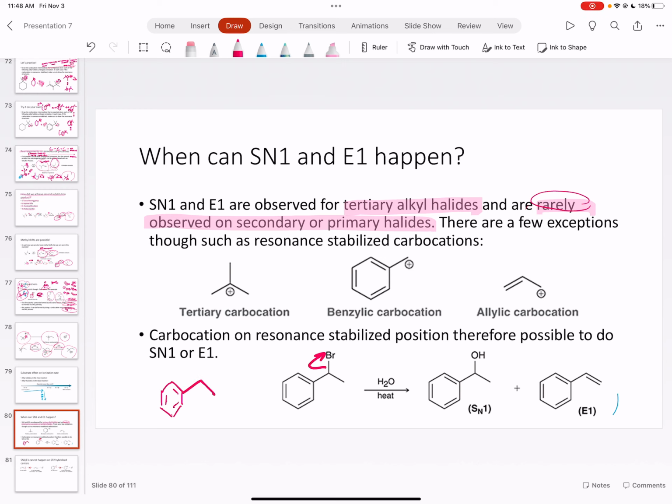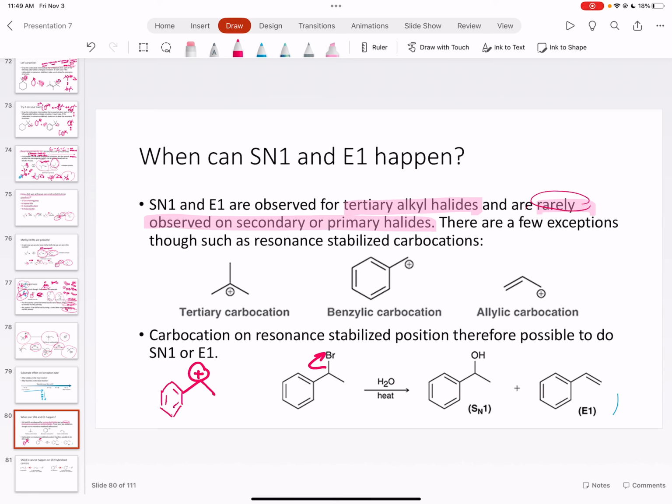So then, for example, if our group lives in here, we have a positive, and then we have a resonance stabilized. So technically, we cannot do any more methyl shifts because that's the most stable that we're gonna get. So we don't really have to worry about any methyl or hydride shifts.